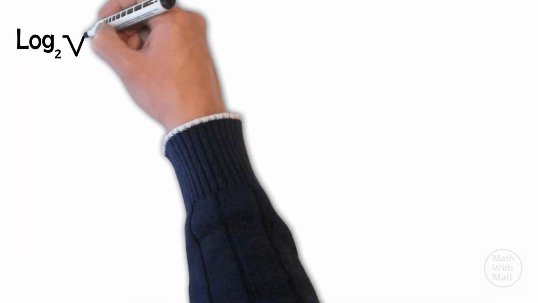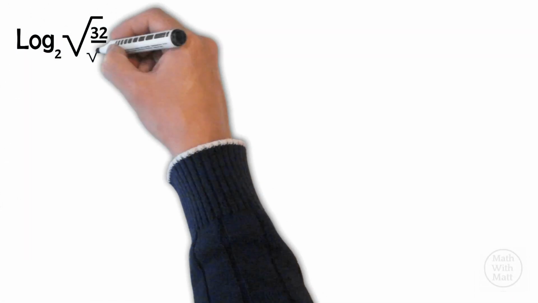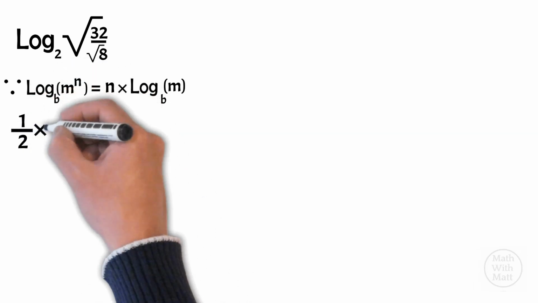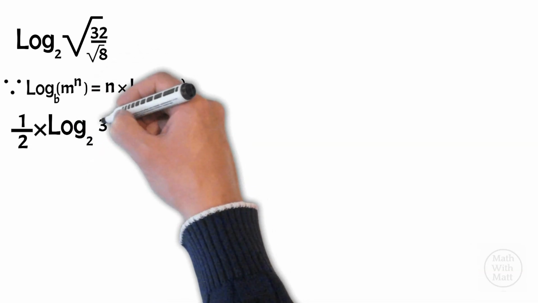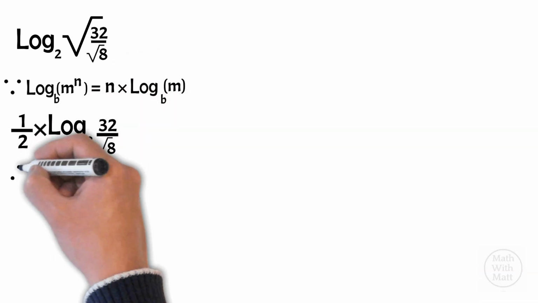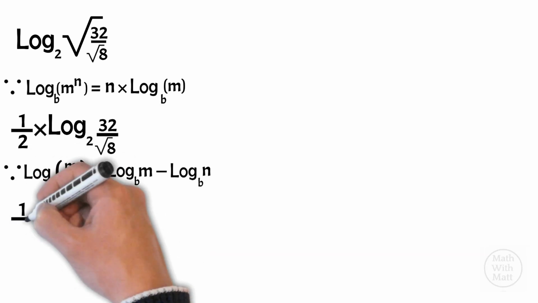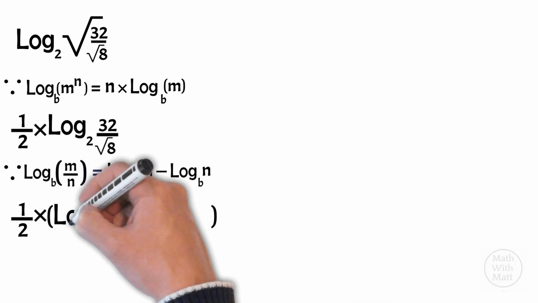Log to base 2 of root of 32 upon root of 8. Boy, that's a wordy problem. Here we will use log of power, since we can take root as power 1 upon 2. And we get half multiplied by log to base 2 of 32 upon root of 8. Further, we use log of quotient and get log of 32 minus log root of 8.